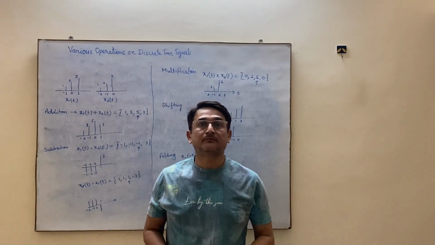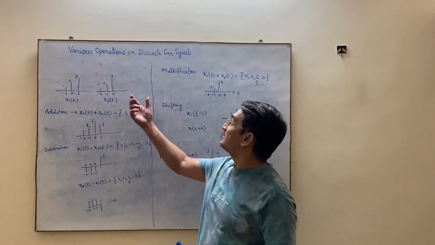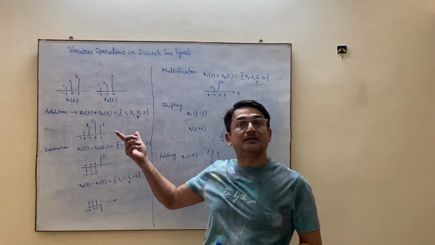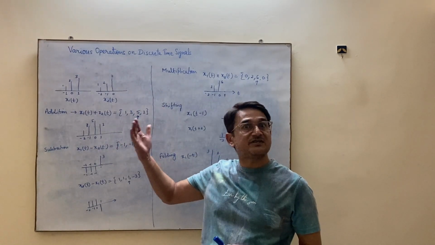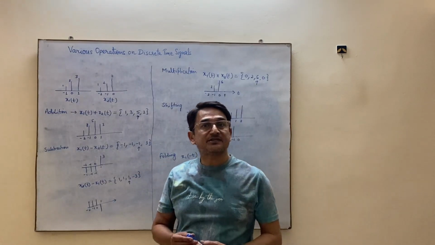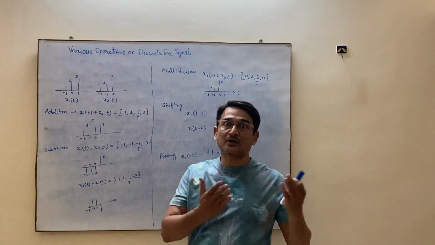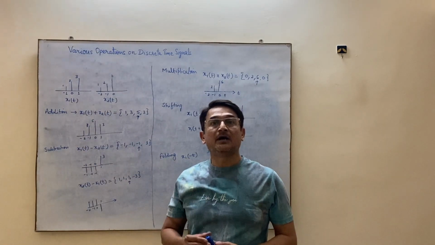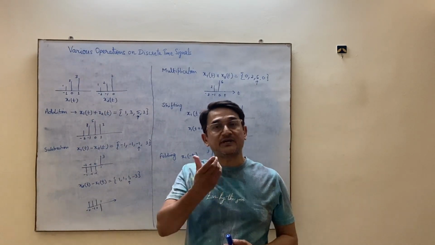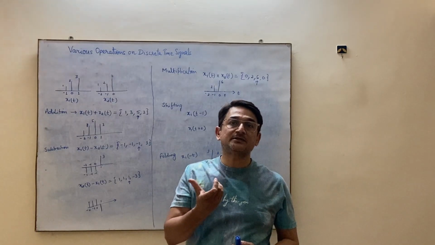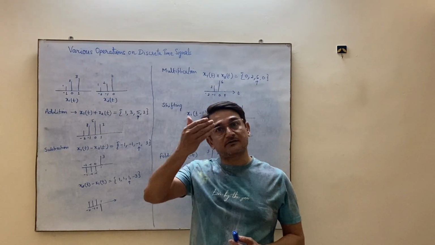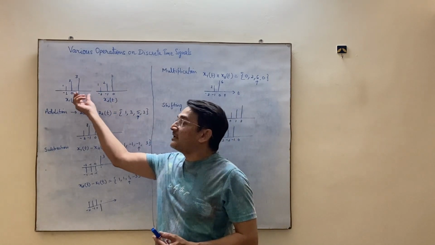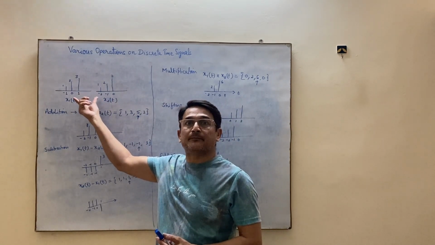Hello students, in this video we are going to understand the various operations of discrete time signals. In the previous video we understood the concept of a discrete time signal. If you have a continuous time signal, with the help of the sampling theorem you can convert it into its corresponding discrete time signal. That means the signal will give various samples of different amplitudes at different instances of time.